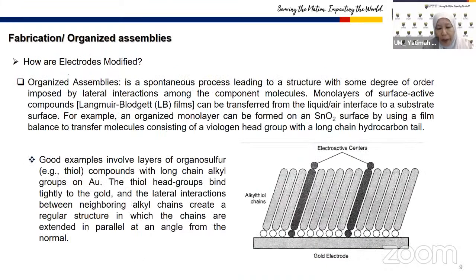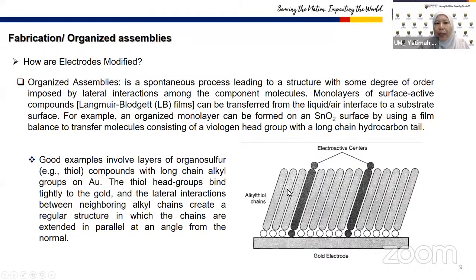The last one for monolayers is organized assemblies. We are still talking about monolayers. In this particular case it is an organized assembly. If you look at the diagram here, it looks very organized, whereby you have a layer of materials on top of the gold electrode. This organized assembly is a spontaneous process leading to a structure with some degree of order imposed by lateral interactions among the component molecules. Monolayers of surface active compounds can be transferred from the liquid or air interface to the substrate surface.